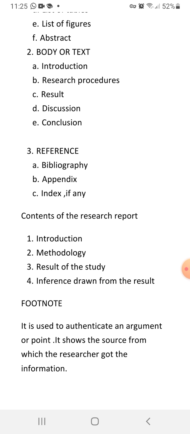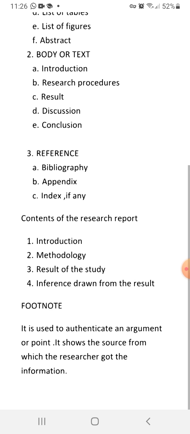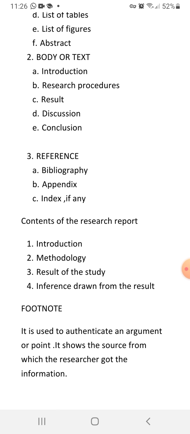Analysis and interpretation are different. Analysis means you are analyzing the data with the help of some statistical methods. Interpretation means giving some meaning to the obtained data. For example, you got 30% of the female. That you got from the analysis, but you are interpreting in a different way.